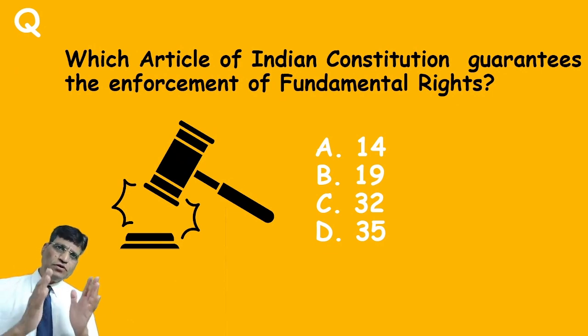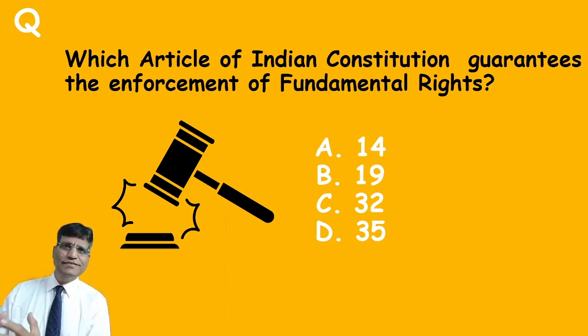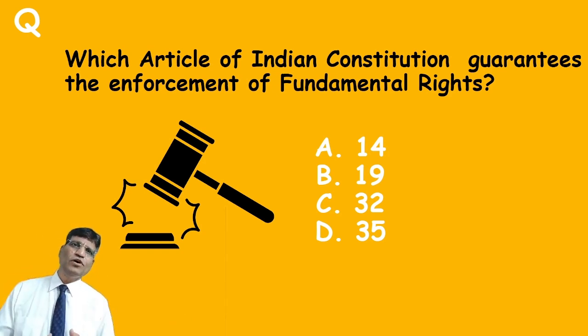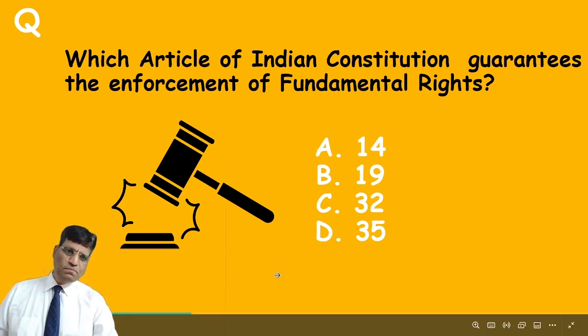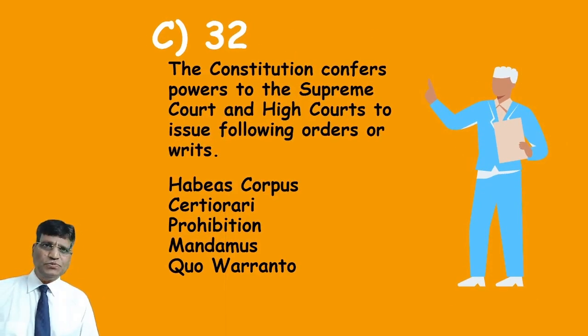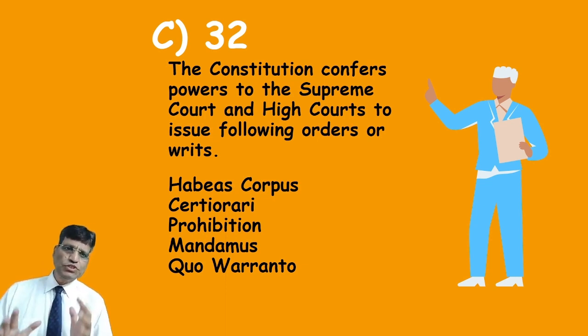Which article of the Indian Constitution guarantees the enforcement of fundamental rights? We can see there are 6 fundamental rights and enforcement. If any right is violated, then where do we go? We go to court, and that is guaranteed by Article 14, 19, 32 or 35. The answer is 32. Article 32. The Constitution confers powers to the Supreme Court and High Courts to issue the following orders: habeas corpus, certiorari, prohibition, mandamus, and quo warranto.